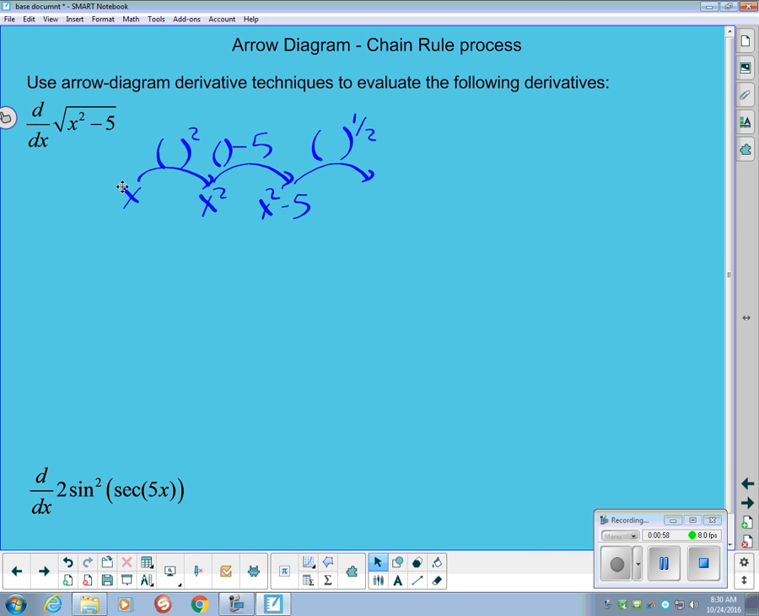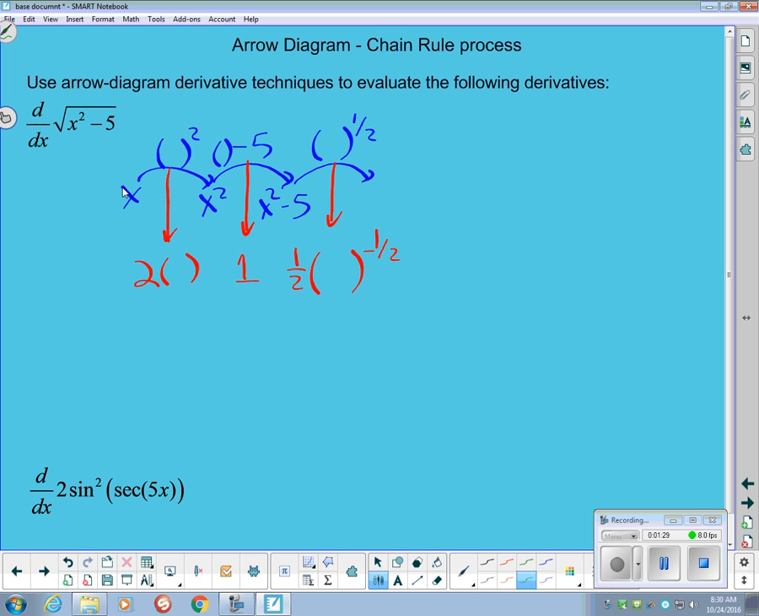Now the process of doing this with the arrow diagrams, then we draw the arrow down for the derivative of the squaring function, which is 2 times whatever it is. The derivative of x squared is 2x, but we leave those parentheses blank. The derivative of x minus 5 would just be 1, so that becomes a 1. And the derivative of something to the 1/2 power is 1/2 times that something to the negative 1/2 power.